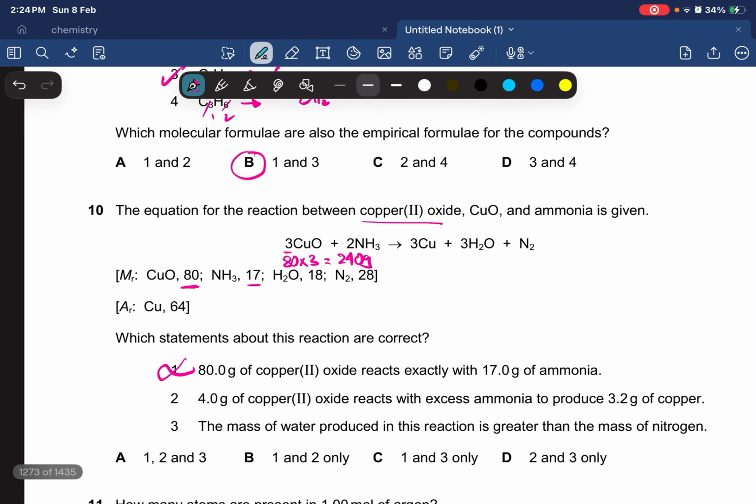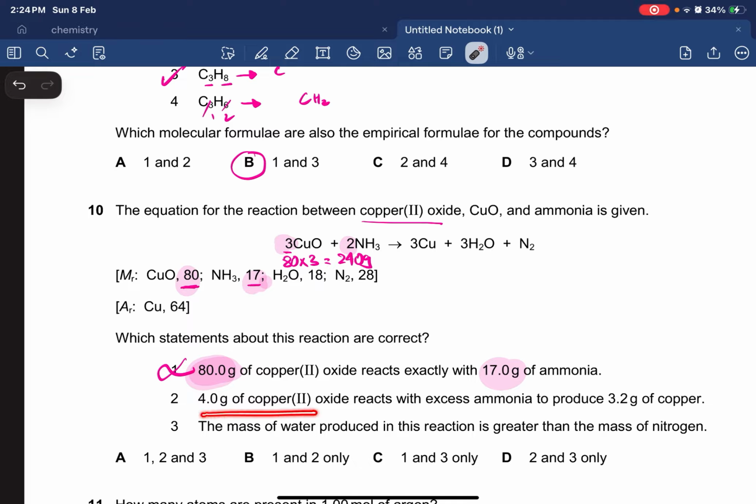Just use sense. Look, 80 grams means the mass of 1 mole, right? 3 moles react with 2 moles. Then how can the mass of 1 mole of this react with the mass of 1 mole of ammonia? It cannot. You just have to understand the moles a little more. 4 grams of copper oxide reacts with excess ammonia to produce 3.2 gram of copper.